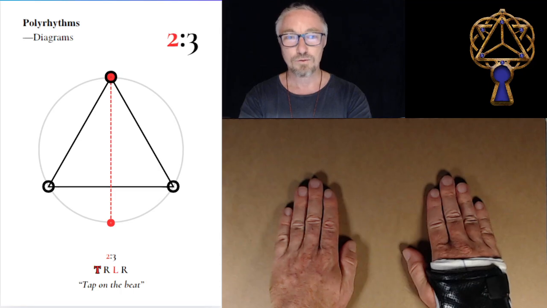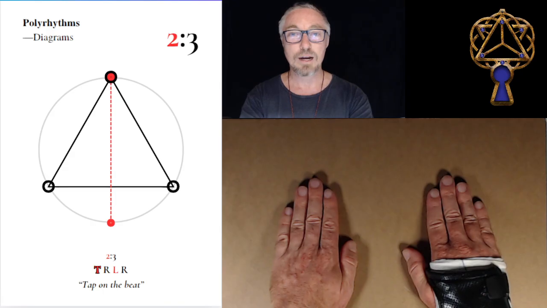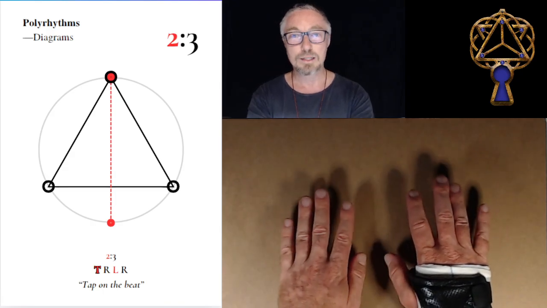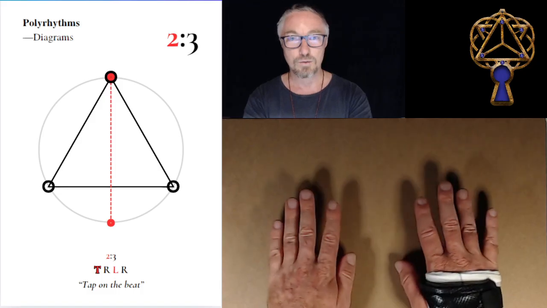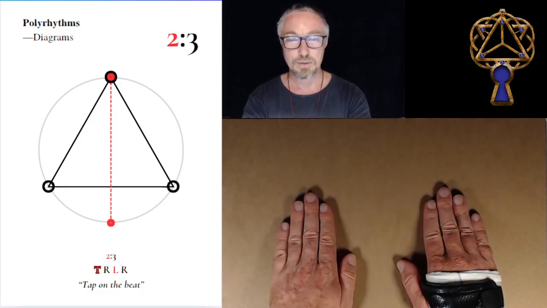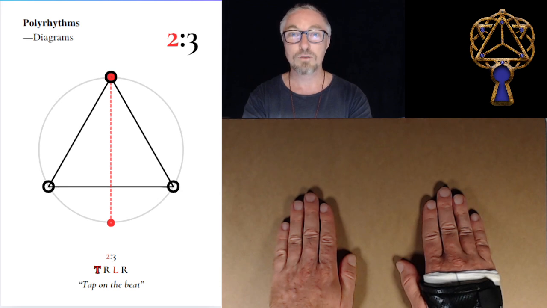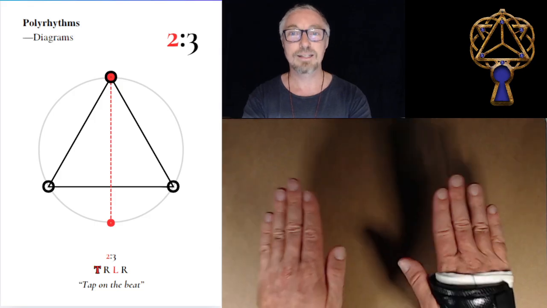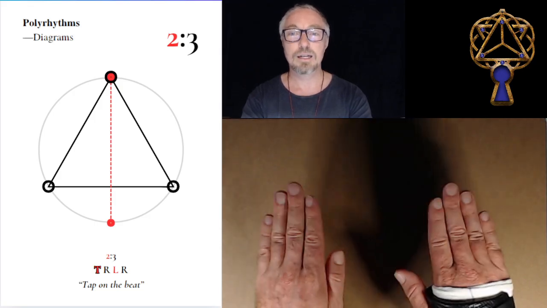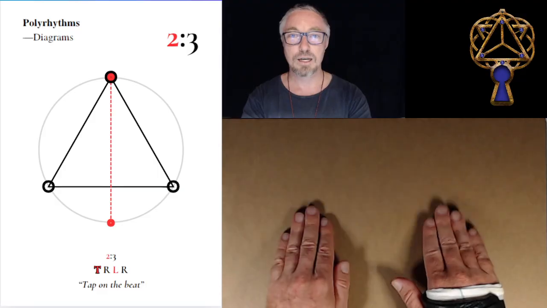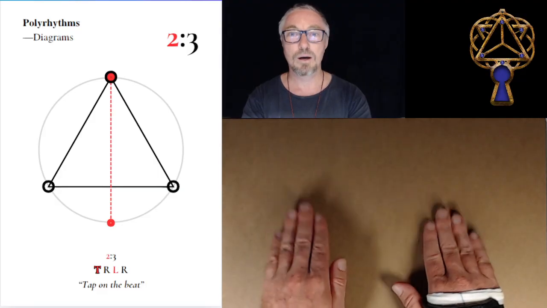And then once you get that going, then we want to introduce a phrase, and that phrase will actually help lock us into the actual relationships between the hands, rhythmically speaking. So I'm going to do the process again, then introduce the phrase, which is tap on the beat. Together, right, left, right. Together, right, left, right. Together, right, left, right. Tap on the beat.